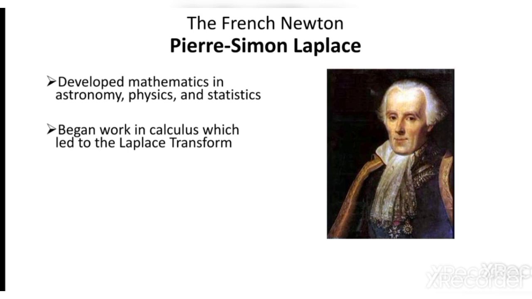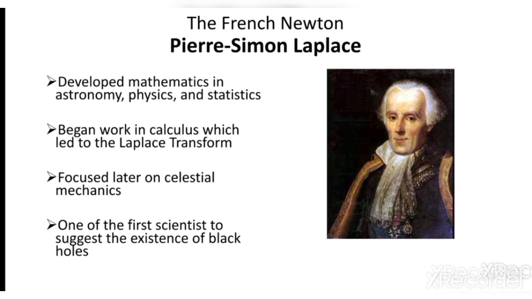He spent many of his later years developing ideas about the movements of planets and the stability of the solar system, which is known as celestial mechanics, a branch of astronomy. So he focused more on celestial mechanics. He is one of the first scientists to suggest the existence of dark holes, and he was one of only 72 people to have his name engraved on the Eiffel Tower.